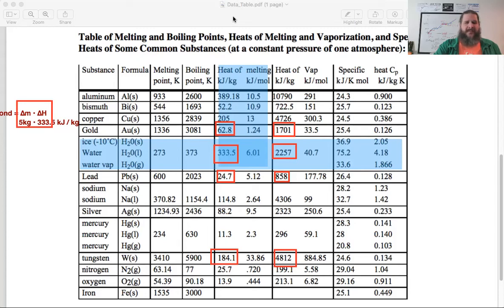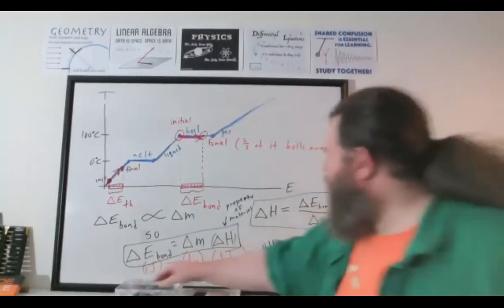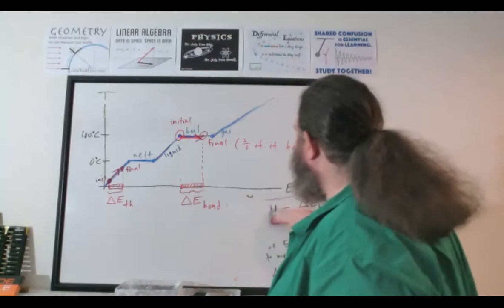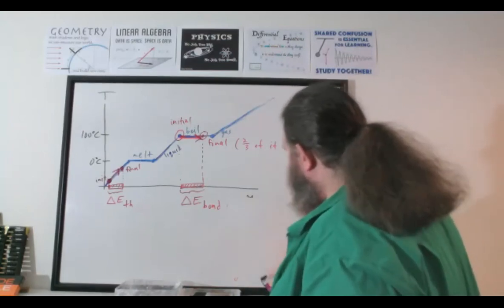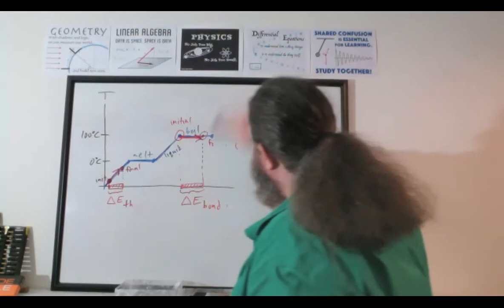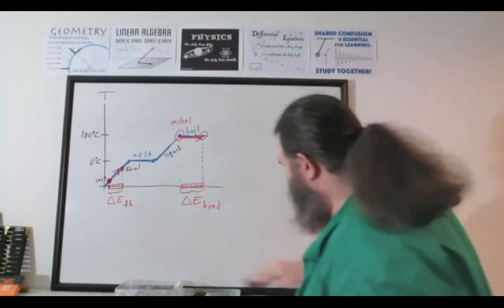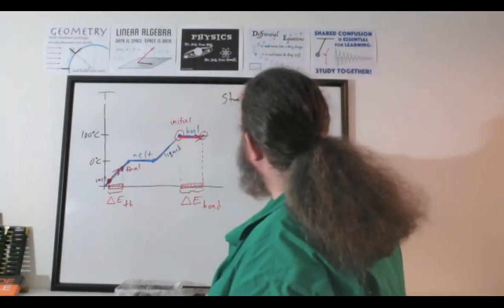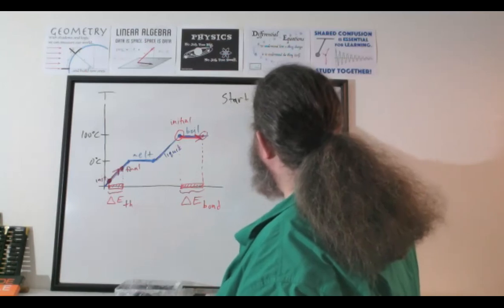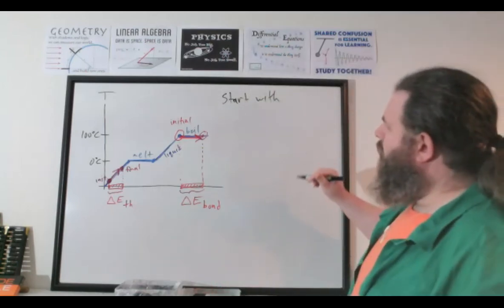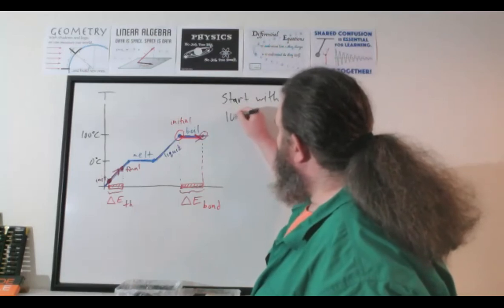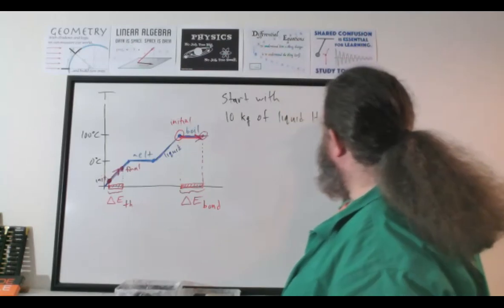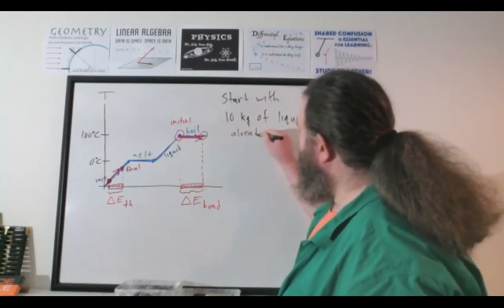Then let's try out a quick example here. Let's say we have liquid water and we want to freeze it. Since it's liquid and turning to solid, we don't really need the gas phase, so I'm going to clear up some space here. Let's say we start with 10 kilograms of liquid water that's already at 0 degrees.